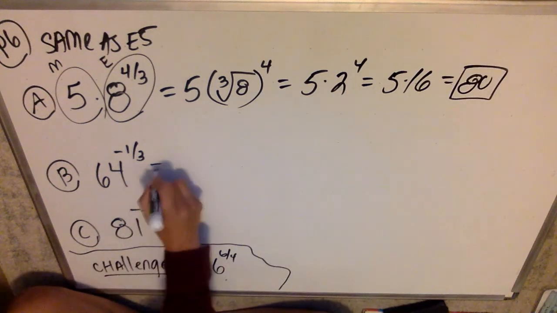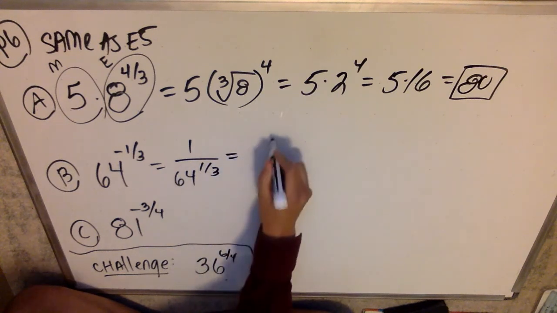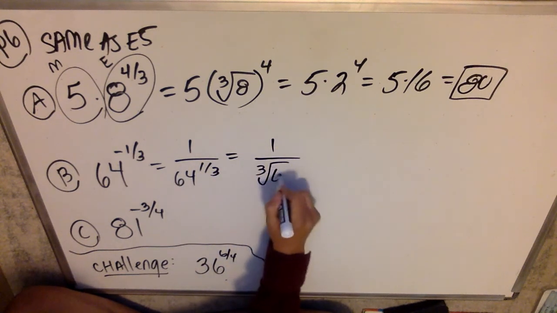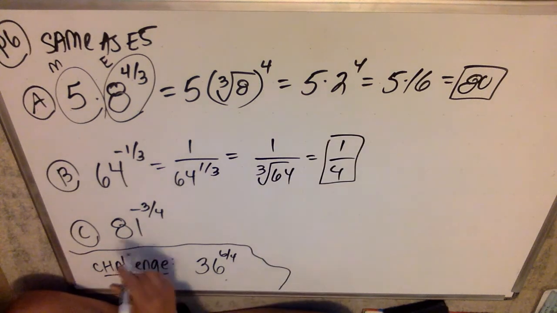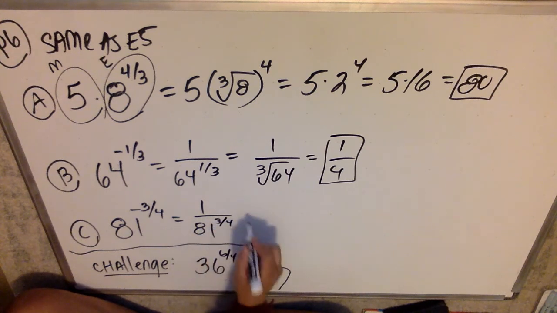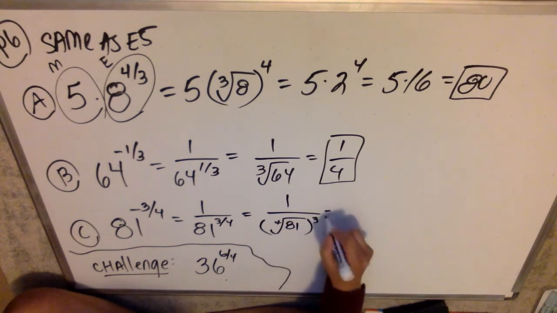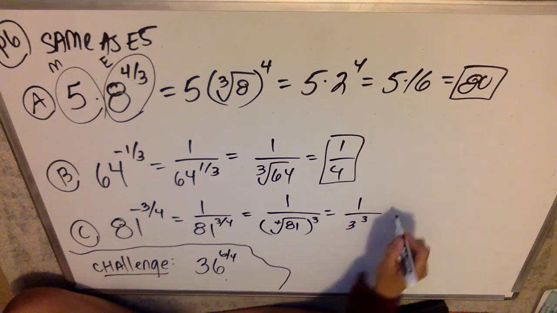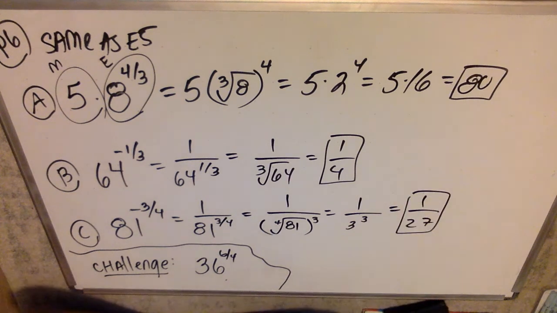For this one, it's a 1 over my 64 to the 1/3, which is the same as a 1 over the cube root of 64, which is a 1/4. And then for this one, it's a 1 over my 81 to the 3/4, which is a 1 over the 4th root of 81 all to the 3rd. So that's a 1 over 3 to the 3rd, or a 1/27th.